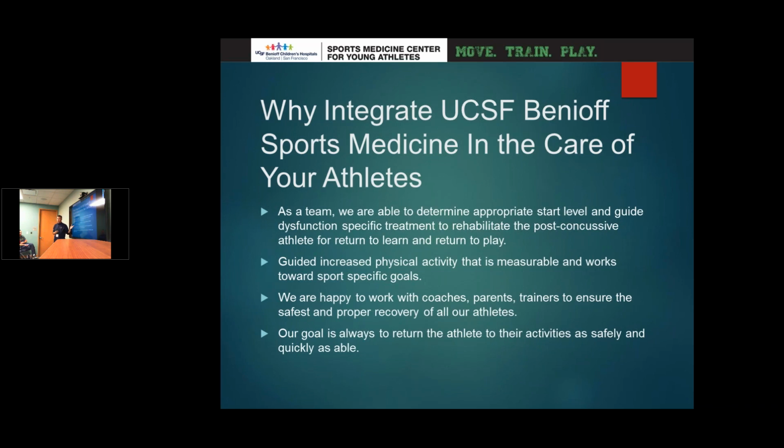Again, we give that guided increase across all activities. Dr. Chang handles return to learn, return to play, with recommendations from Dr. Freitag. Dr. Freitag can refer to Dr. Chang if there's something that he thinks needs further looking at. Same thing for me. I get patients from both of them all the time, which is fantastic.